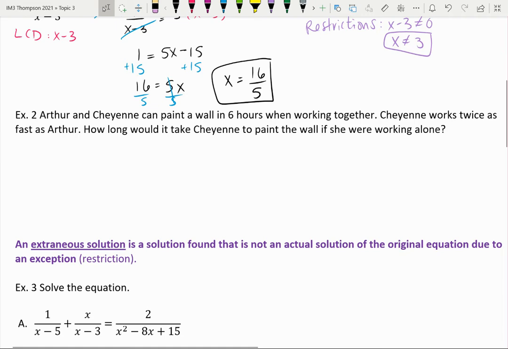Arthur and Cheyenne can paint a wall in 6 hours when working together. Cheyenne works twice as fast as Arthur. How long would it take Cheyenne to paint the wall if she were working alone?